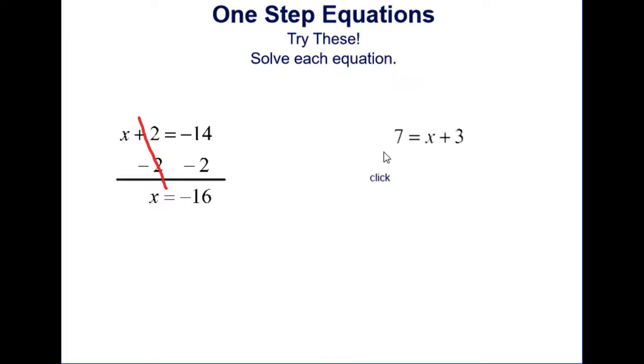Another example, 7 equals x plus 3. Currently, they're adding 3. The inverse of adding 3 would be to subtract 3. If we subtract 3 from both sides, it would eliminate from the right. And 7 minus 3 is 4, leaving us with 4 equals x. And more correctly, if we switch around the equal sides, x equals 4.